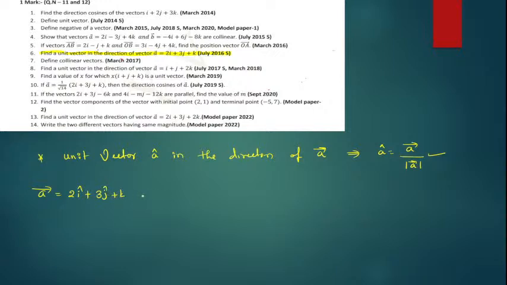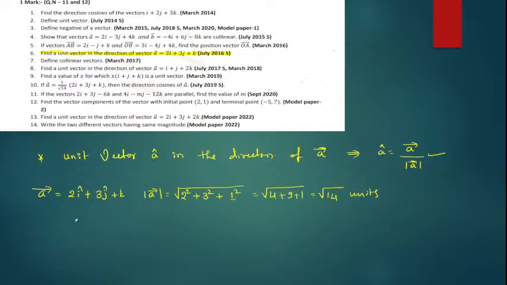So before going to find the unit vector, you need to find its magnitude. The magnitude of A will be simply the square root of the i component, j component and k component, each squared. Here the i component is 2 squared, the j component is 3 squared, and the k component is 1 squared. So that is equal to 4 plus 9 plus 1. Ultimately, the magnitude of A will be root 14 units, right?